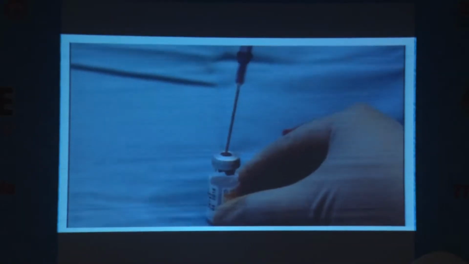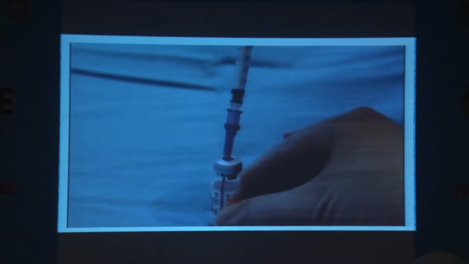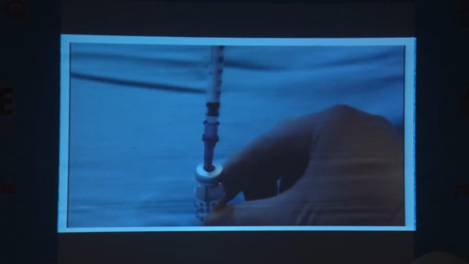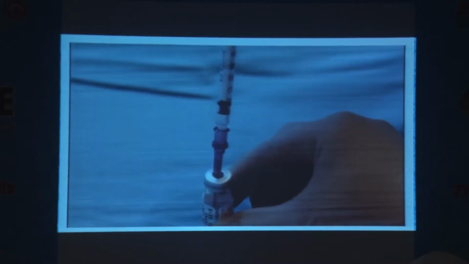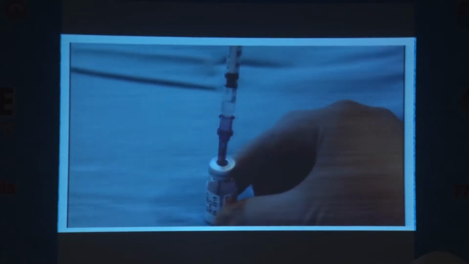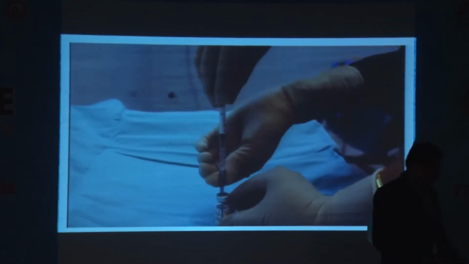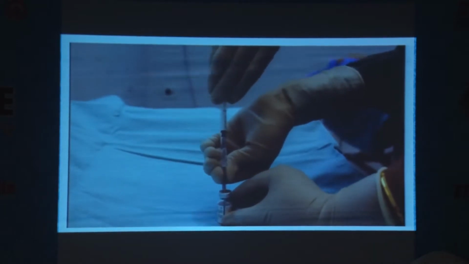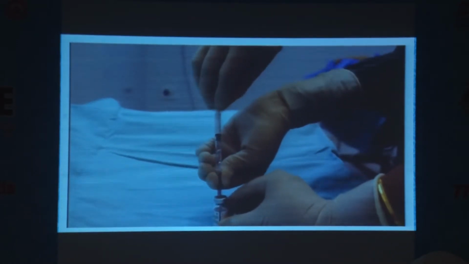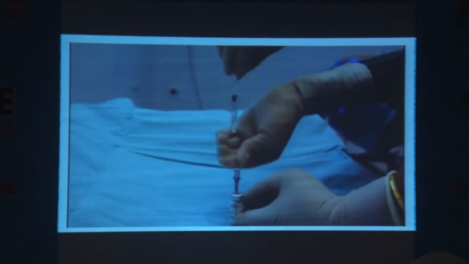The filter needle is introduced into the bottle. The bottle is tilted so that the drug flows towards the tip of the needle. The drug is slowly drawn into the 1 cc tuberculin syringe attached to the filter needle. A 30 gauge needle is then attached to the syringe.